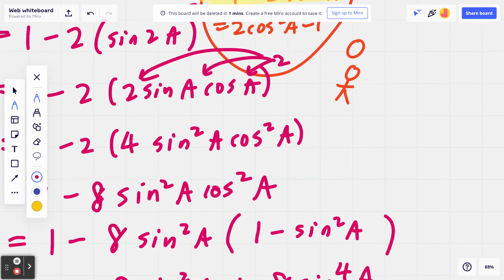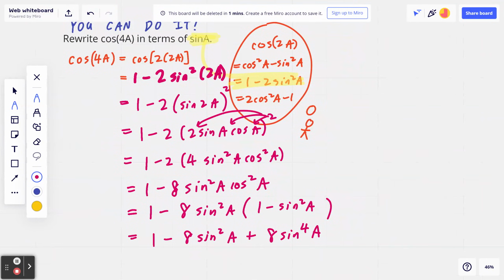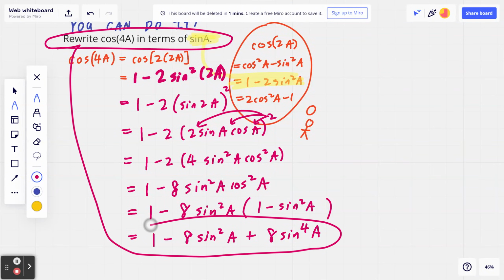And now if you zoom out and look at the entire expression, we wrote cosine 4A in terms of sine A. Again, remember, sine A could be sine A squared, sine A to the power of 4, but it's only in terms of sine A, which implies there's no cosine A whatsoever. I hope this makes sense.